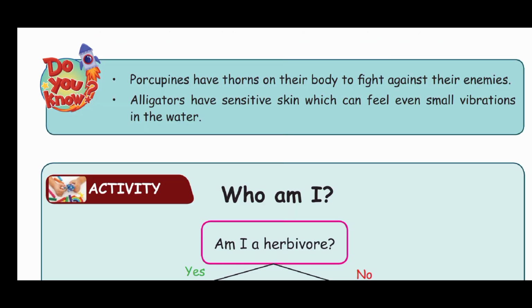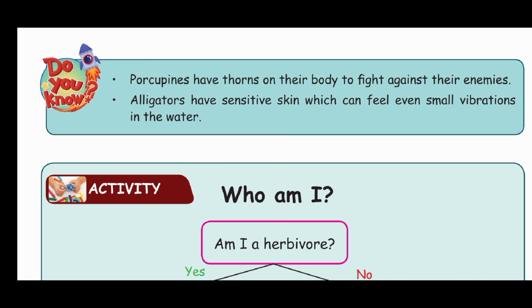Do you know porcupines have thorns on their body to fight against their enemies? Thorns means sharp objects which are used to protect them from their enemies.